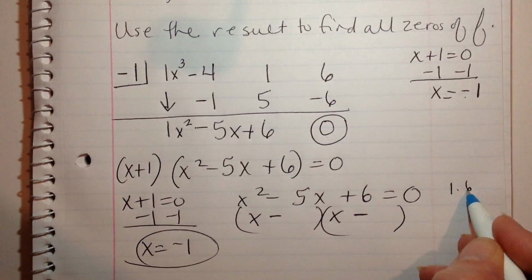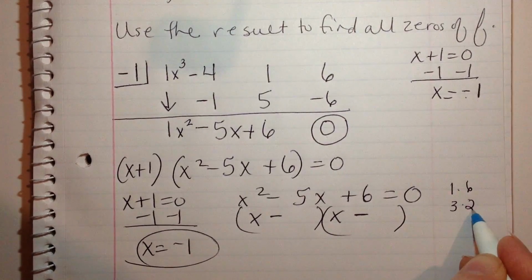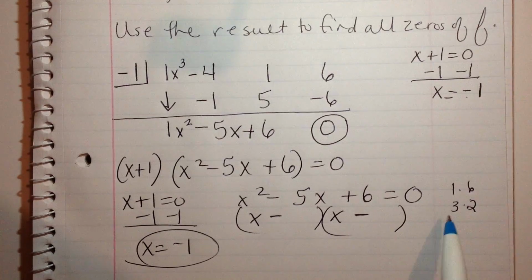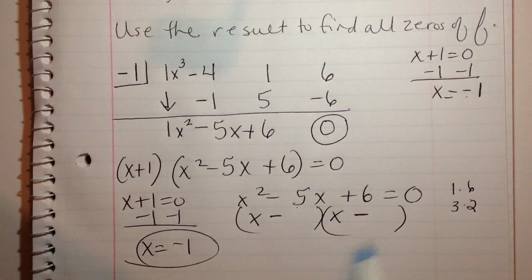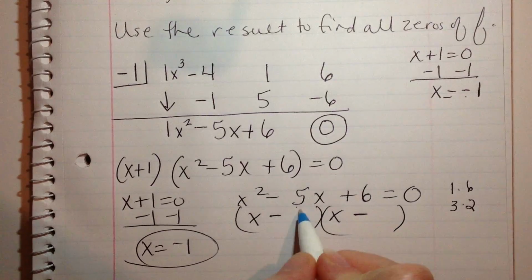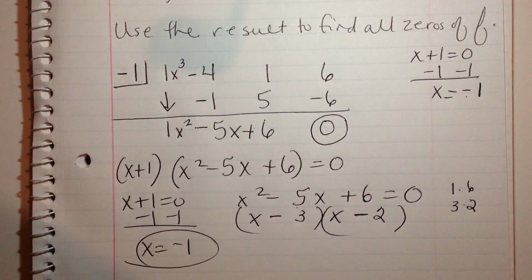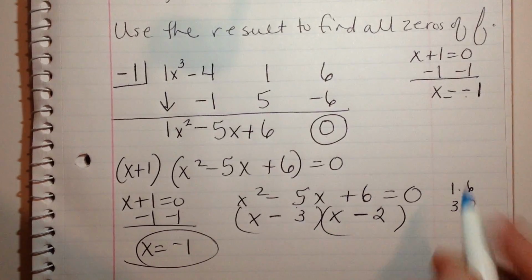Factors of 6 are 1 and 6, 3 and 2. Well, we're trying to pick the pair of numbers that add together to give you 5. Since my signs are the same, the outside and inside will add together to give me 5. So I'll use 3 and 2.